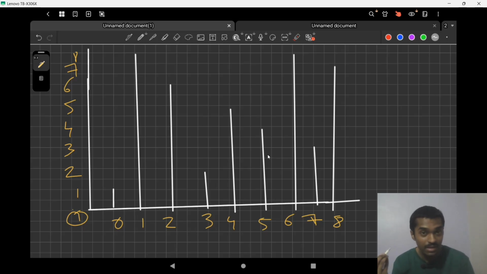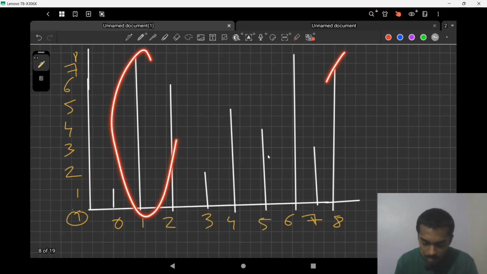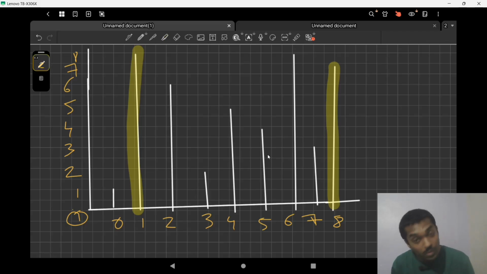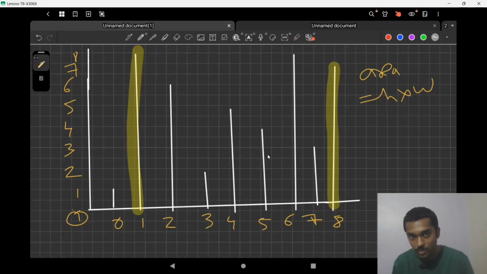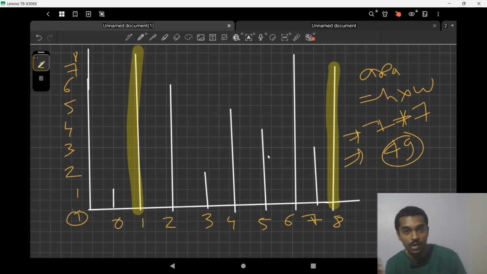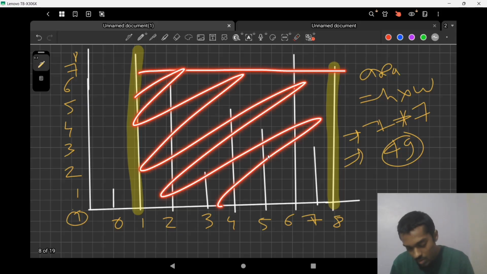Now let's understand what the maximum area is in this example. If we choose this height and this height, the height is the minimum of both, so the minimum is 7. The width is j minus i, so 8 minus 1, which is 7. The width is 7, so 7 into 7 is 49. This is how the water is filled, up to this level.